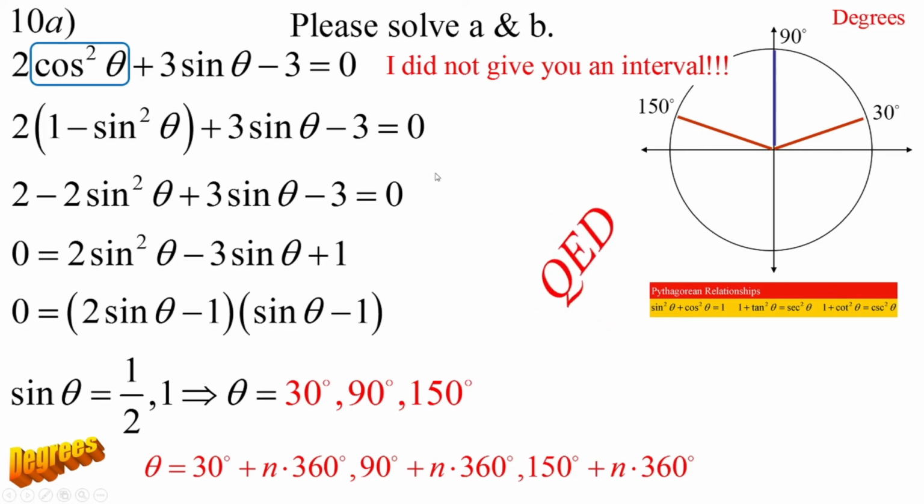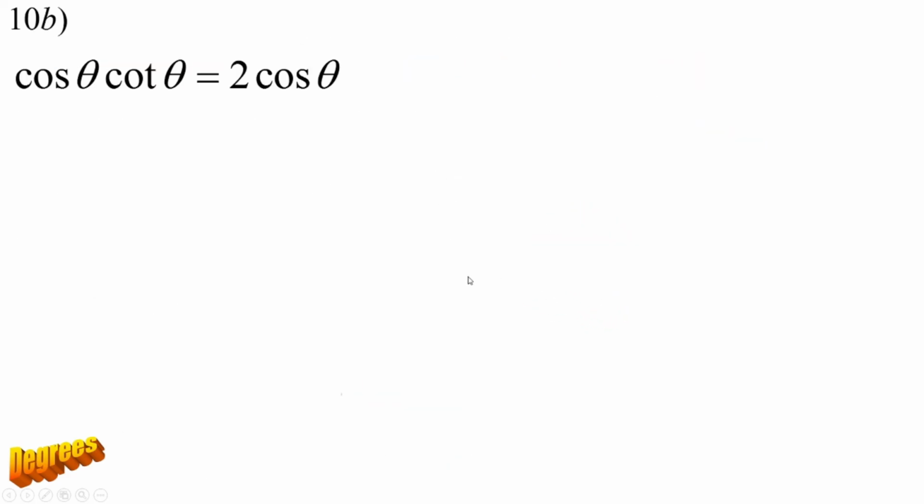All right, 10b, and I think 10b is it. Wow, but this one's awesome. Let's think about this. We have cosine of theta times cotangent of theta equals 2 cosine of theta.